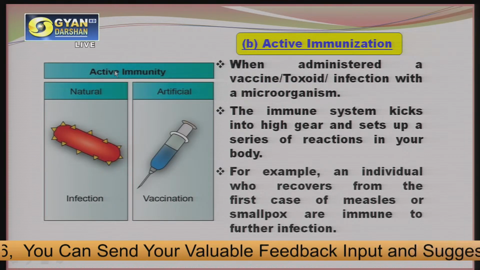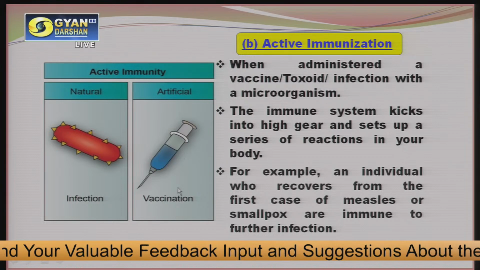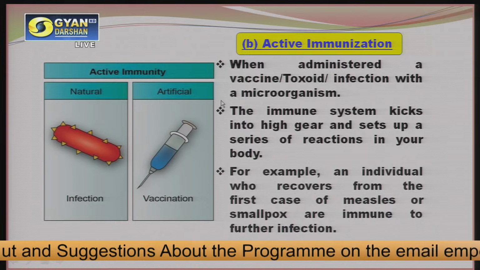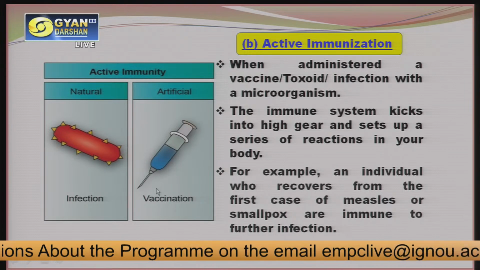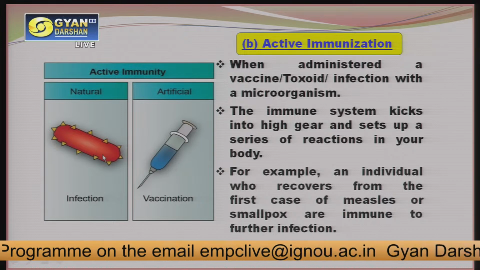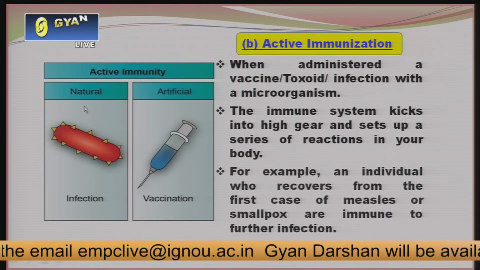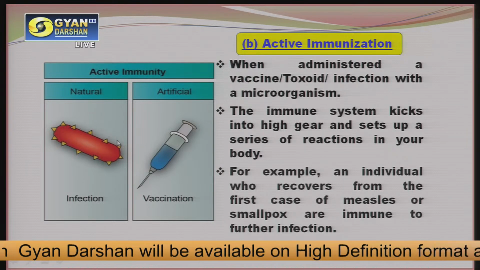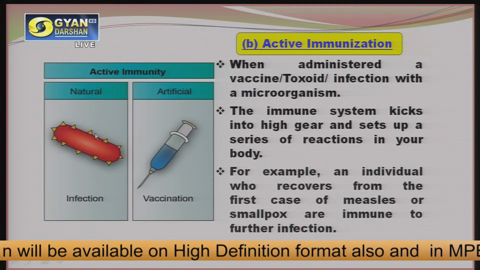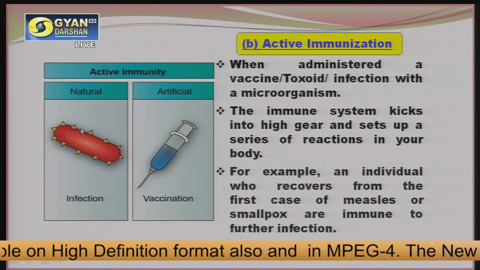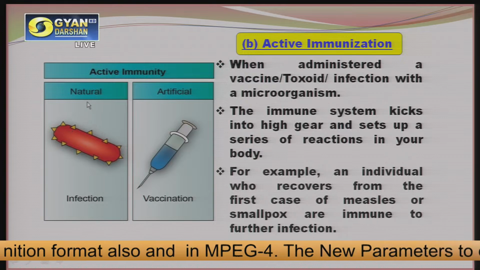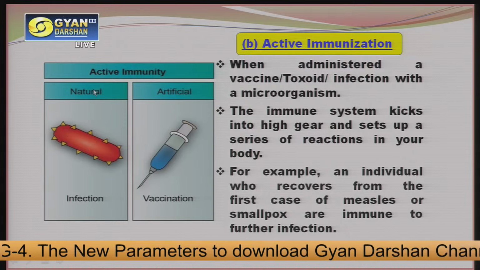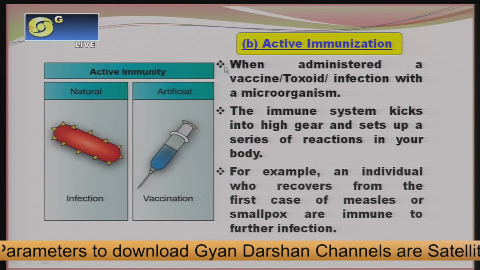Again, you can see in this figure, one is natural and another is artificial. Through vaccination we get immunized. Another is through infections. I think you have heard the name of smallpox. If any person gets infected with smallpox, they will not get infected again, because the memory cells will be generated inside the body. So it is active immunization.